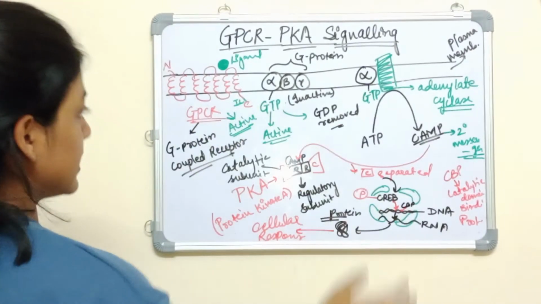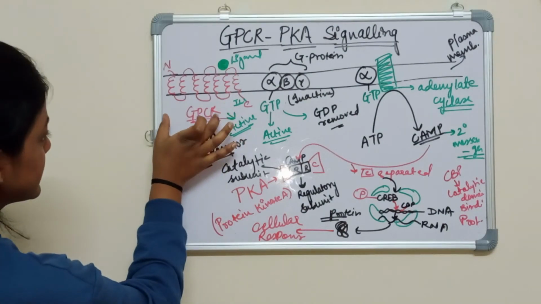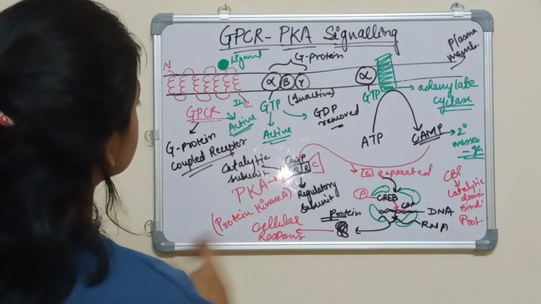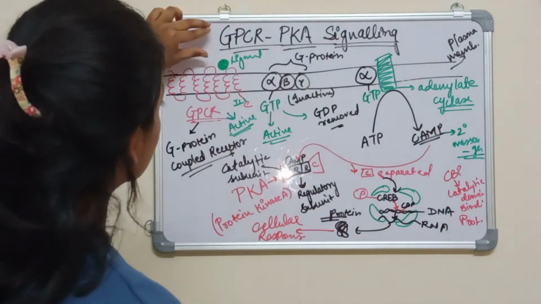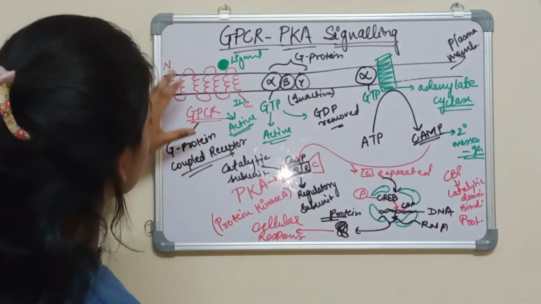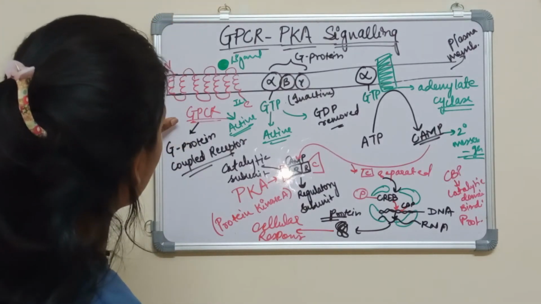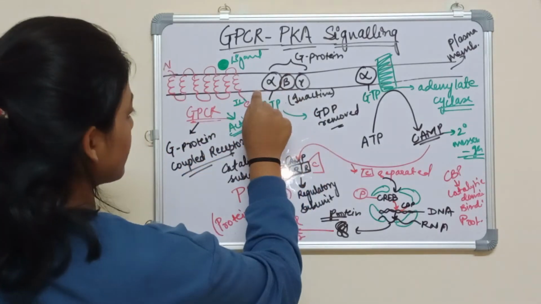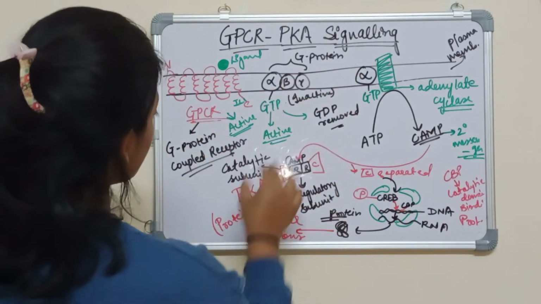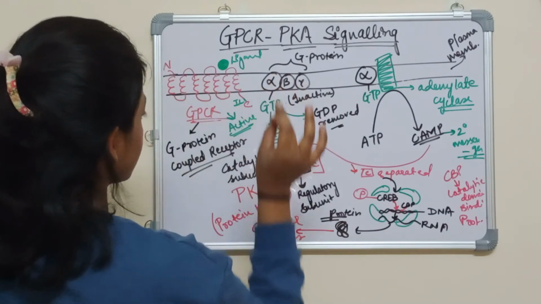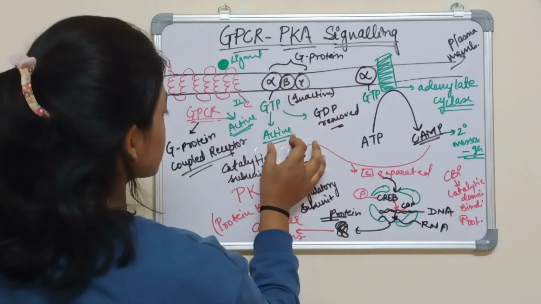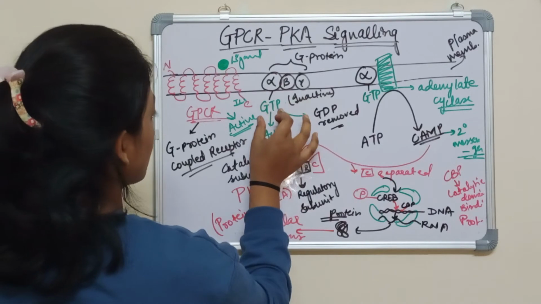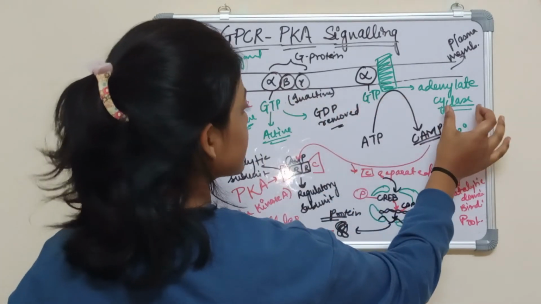I am going to explain it once again. This was the GPCR, G protein coupled receptor. To this a ligand comes and binds, so this becomes active. Now it will remove the GDP from the alpha subunit of G protein and add GTP to the alpha subunit. So now the G protein becomes active. The alpha subunit along with GTP goes and binds to the adenylate cyclase.